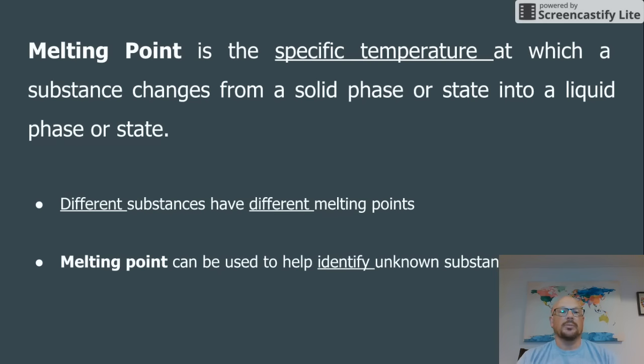We're going to look at melting point. Melting point is the specific temperature at which a substance changes from a solid phase or state into a liquid phase or state. Different substances have different melting points. Metal has a higher melting point than ice does. So we're able to identify different elements based on when they melt. Melting point can be used to identify unknown substances.